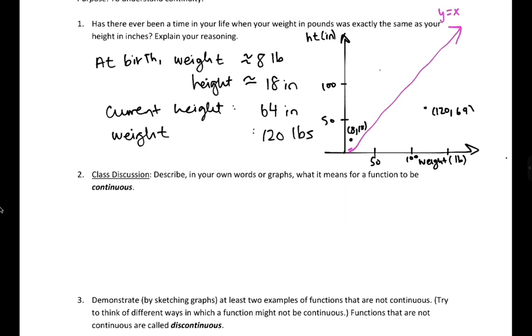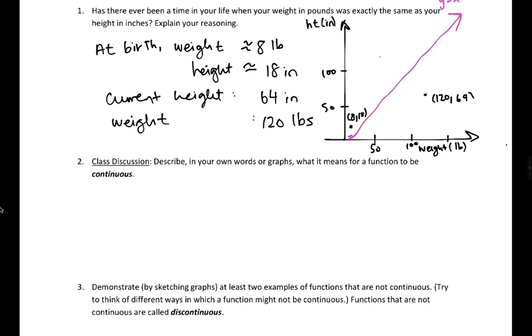Or in other words, can I connect these dots in any way possible such that it doesn't cross the pink line? And it seems like no matter whatever I do, at some point, such as in my picture here, they're going to cross, which would mean that the answer to the question is yes, there was a time when your weight in pounds was exactly the same as your height in inches.